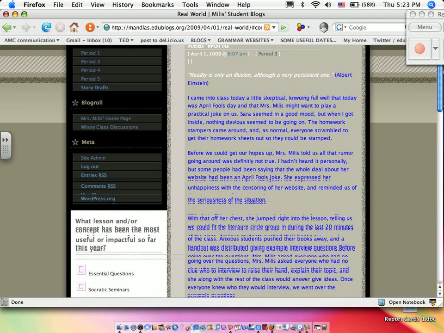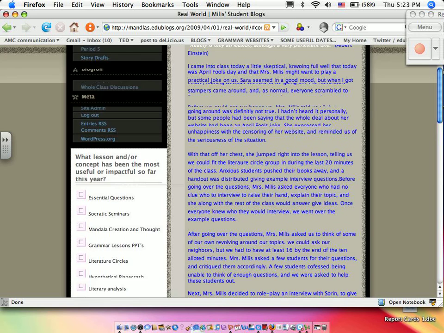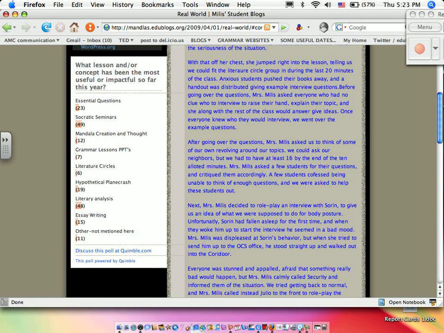And so I urge you to take a look at these, as well as the interaction, which of course must be approved by me. And over here we have something called a widget. CMS would not be able to facilitate this capability, but I create little polls for students to answer what lesson or concept has been most useful or impactful this year. As you can see, literary analysis 48, Socratic seminars 49, they're right up there, they're tied, but it helps give me feedback so that I can fine-tune my curriculum and get better every year.